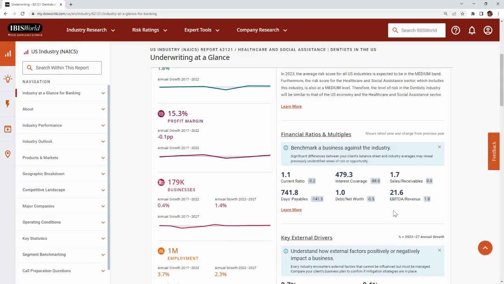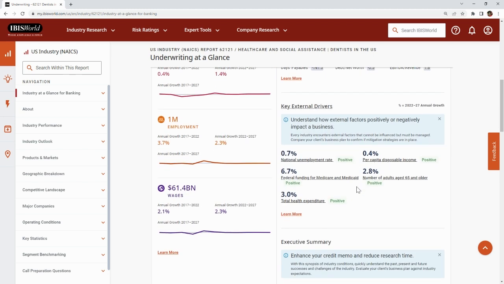The next area we highlight for you on this at a glance page is financial ratios and multiples. And I really love what it says right here in terms of the useful tips. Significant differences between your client's balance sheet and industry averages may reveal previously unidentified areas of risk or opportunity. And I love that we're able to compare last year's data to this year's data and how much change there's been. So again, this is able to take you further into the financial ratios, which we'll touch on in just a few minutes here.